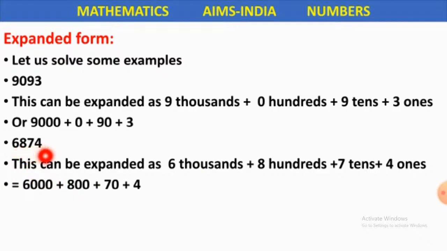After 8 there are 2 digits, so we have kept 2 zeros. After 7 there is 1 digit, so we have kept 1 zero. After 4 there are no digits, so we simply write 4. Okay, children, understood? First we write the place values of individual digits and then add them up.